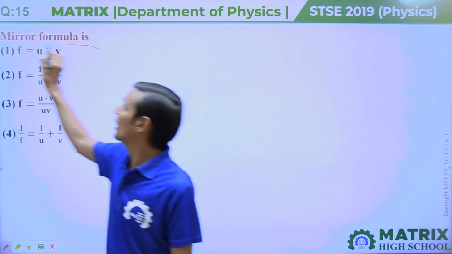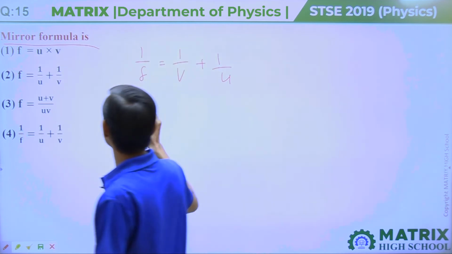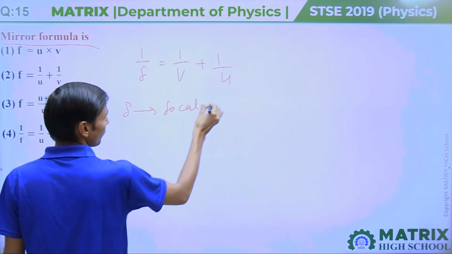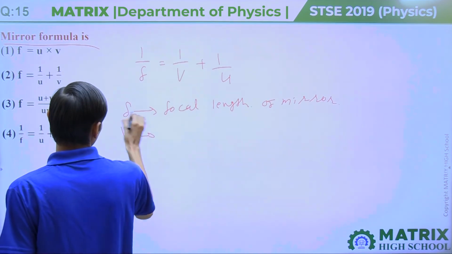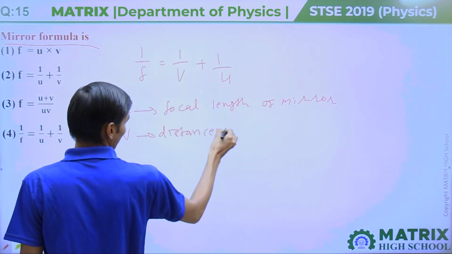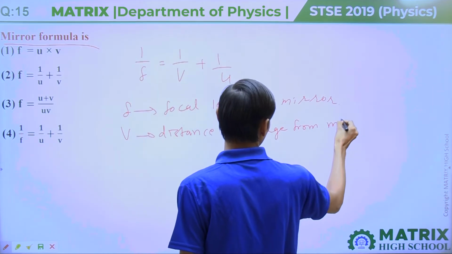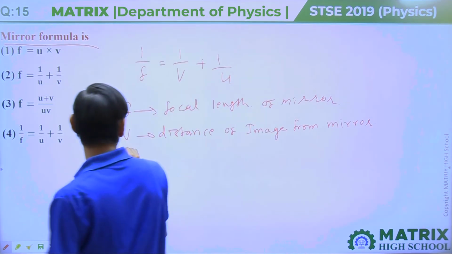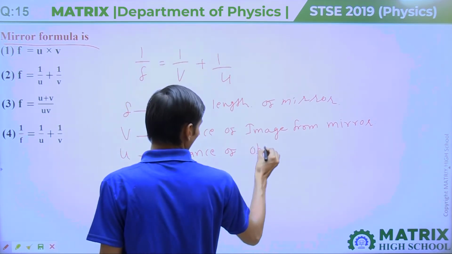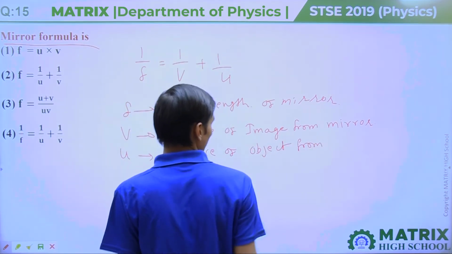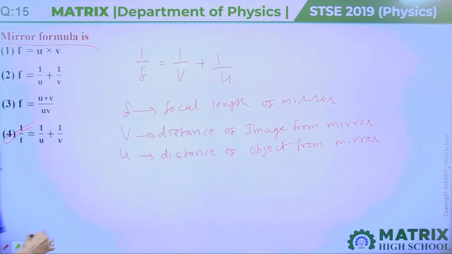Next question is mirror formula is 1 upon F equal to 1 upon V plus 1 upon U, where F is focal length of mirror, V is distance of image from mirror, U is distance of object from mirror. So option fourth will be your correct answer.